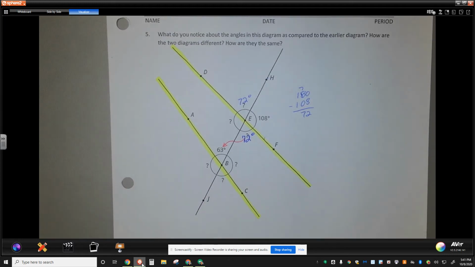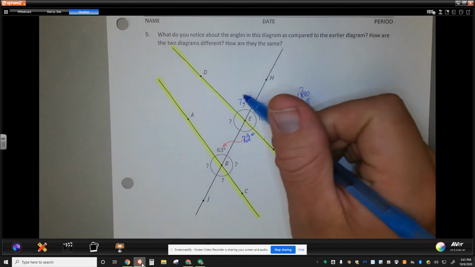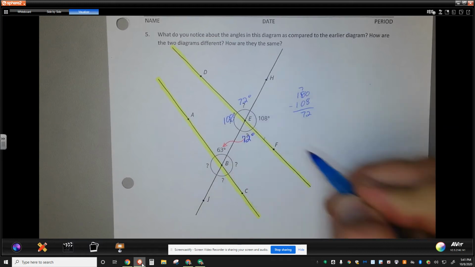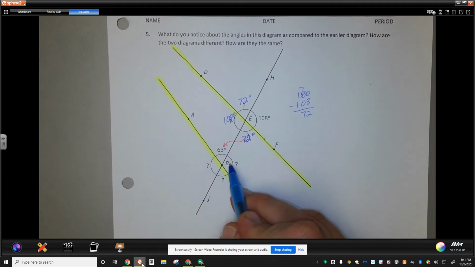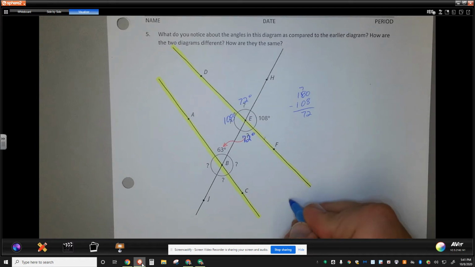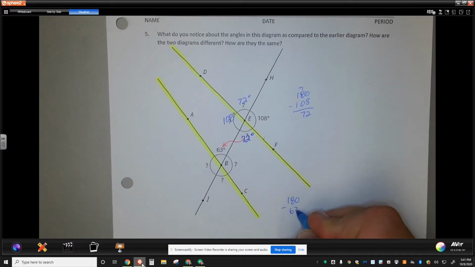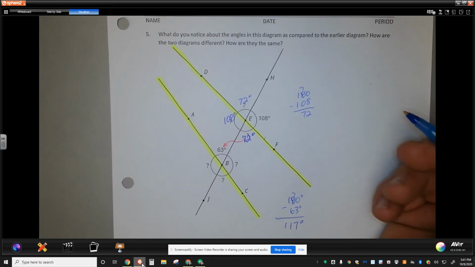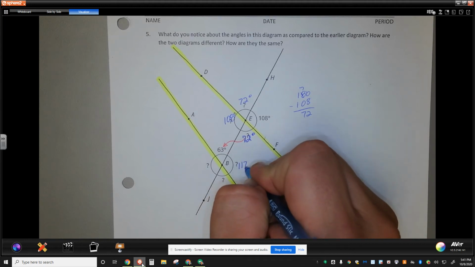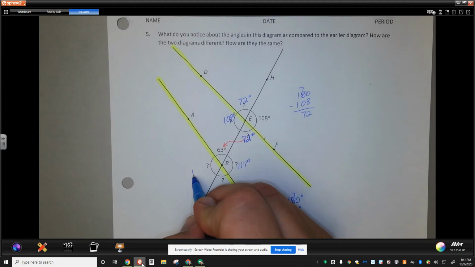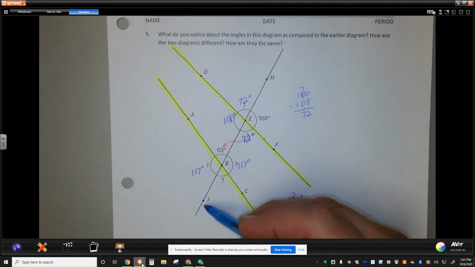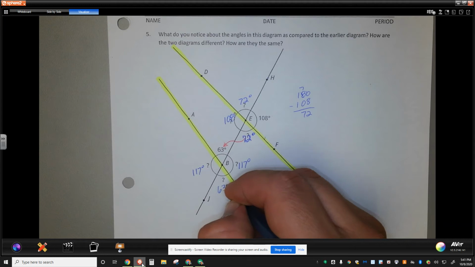So all we have left to work with here is our concepts of supplementary angles and vertical angles. So we know this is 108 degrees. We'll have to find out the measure of angle B by taking 180 degrees and subtracting 63 degrees from it, and finding that that is 117 degrees. And then by vertical angles, we know this other angle ABJ is 117 degrees. And by vertical angles, we know the angle JBC is 63 degrees.